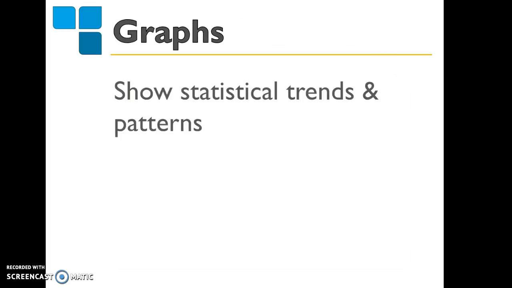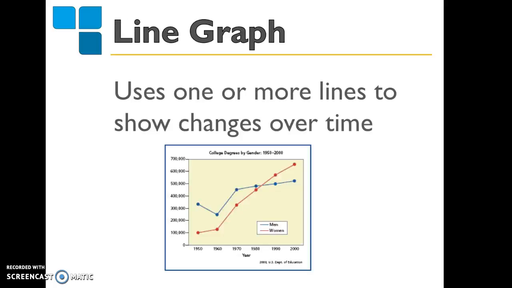The next thing I'll talk about is graphs. And in the upcoming slides, I'll talk about a few different types of graphs that you could use. Graphs are a good way to clarify and simplify statistics. They show statistical trends and patterns. So the first type is a line graph. Line graphs are best used to illustrate statistical trends. A line graph uses points connected by lines to demonstrate how something changes or fluctuates over time.